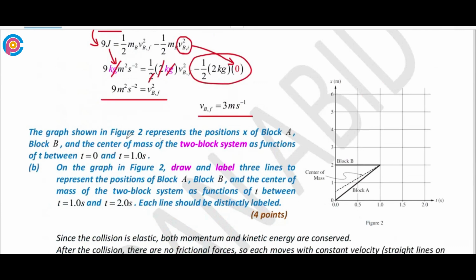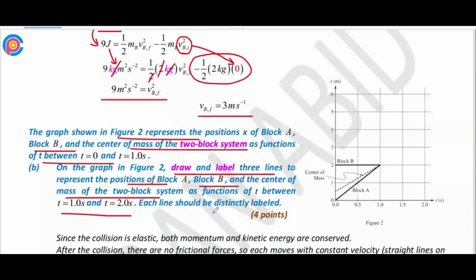Now, the graph in the figure shows the position x of block A, block B, and the center of mass of the two-block system as a function of time from t0 to t1. On the graph in figure 2, draw and label three lines representing the position of block A, block B, and the center of mass of the two-block system as a function of time between t0, t1, and t2 seconds. Each line should be distinctly labeled.